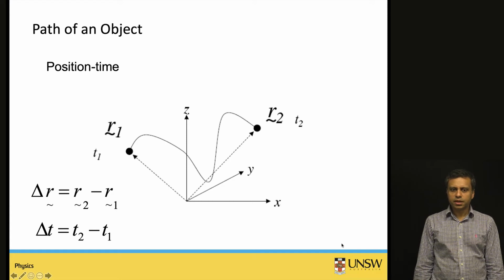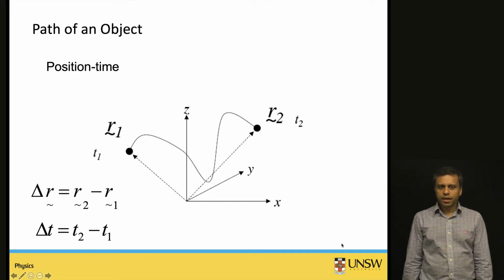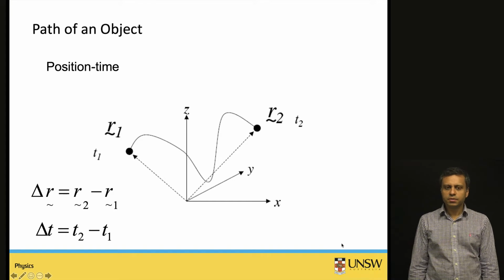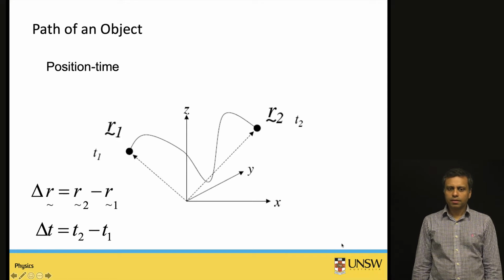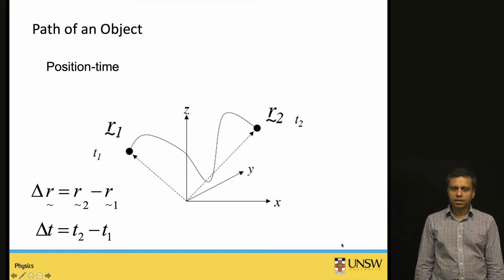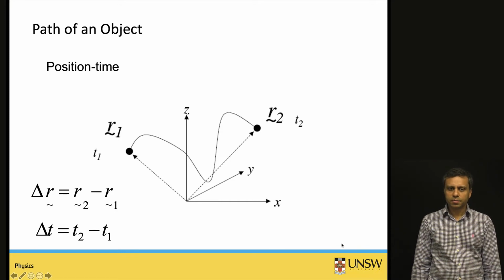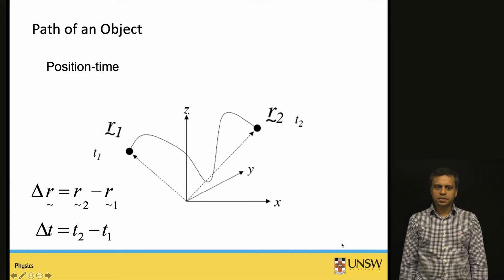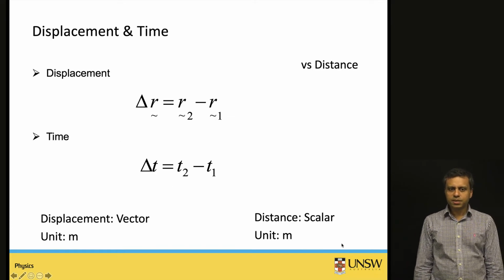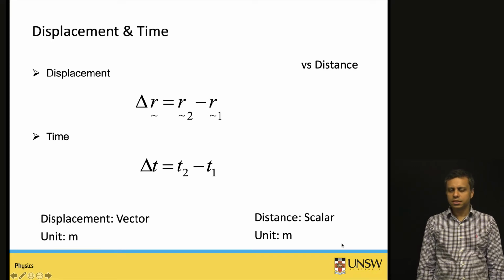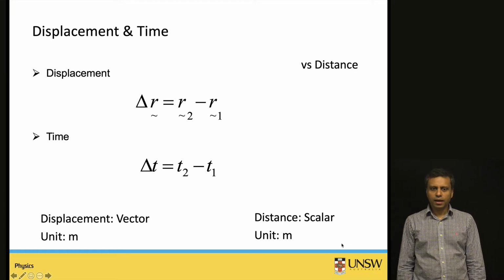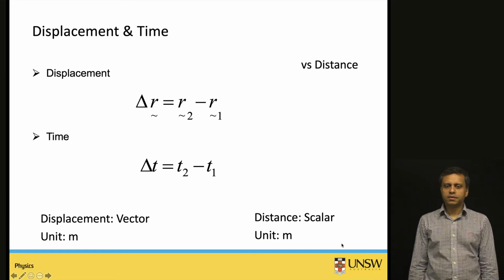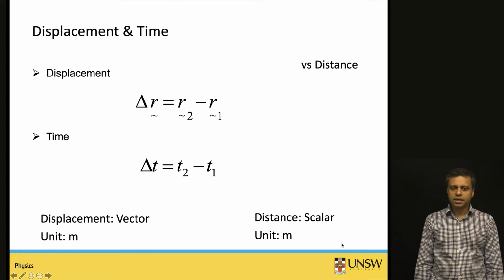So the first quantity we will look at is called displacement. It's defined as the difference between the final and the initial positions. In this case, it's just r2 minus r1, and remember r2 and r1 are vectors, so you have to subtract them with the rules of vector addition and subtraction. And the time difference delta t is t2 minus t1. So we have the displacement. Displacement is a vector quantity, delta r, defined as some final position minus some initial position, r2 minus r1. And the displacement is a vector quantity, and it has the unit of meters.